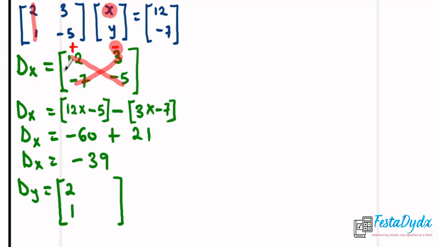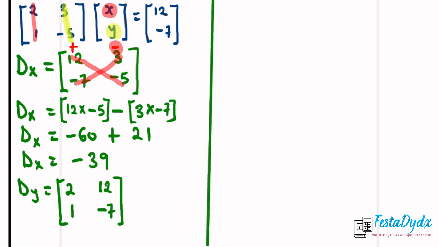We're working with the determinant of y. So we are working with the coefficient of y, meaning that the values of y will be replaced by c. What we have as our value of c, the values of y will be replaced by what we have as the value of c, which is going to be 12 and minus 7.